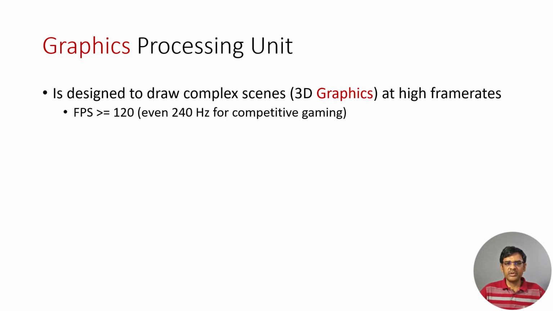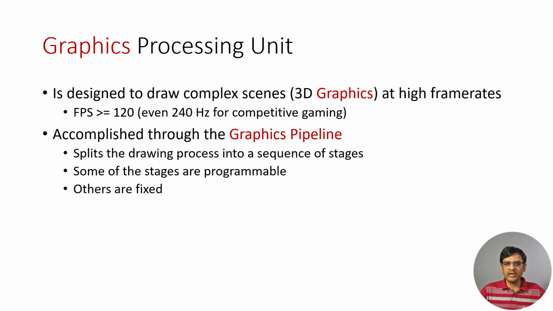Current generation GPUs can render scenes with millions of points as fast as 120 FPS, sometimes even as high as 240 FPS, which is a standard for competitive gaming. This kind of high frame rate is accomplished through what is called the graphics pipeline. The graphics pipeline basically splits the drawing process into a sequence of stages, a subset of which are programmable.